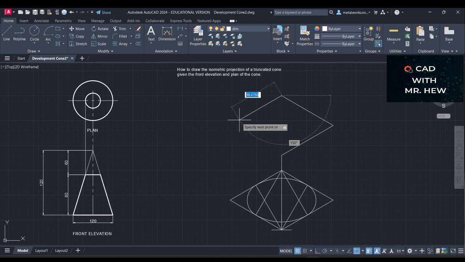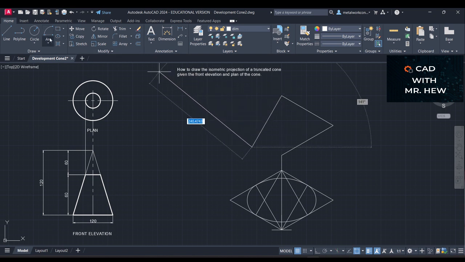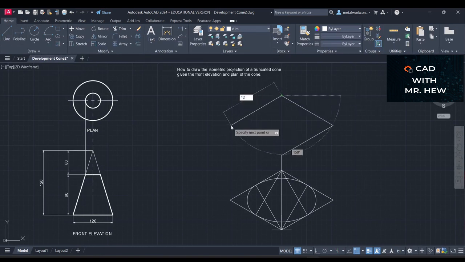Can you guess? So we're gonna come here. 120. What would the angle be? 240. Next one. All right, so we're gonna go line 120 and the angle. What would the angle be going down there? 210. Good. And what would the angle be coming down from this point? Can you guess?